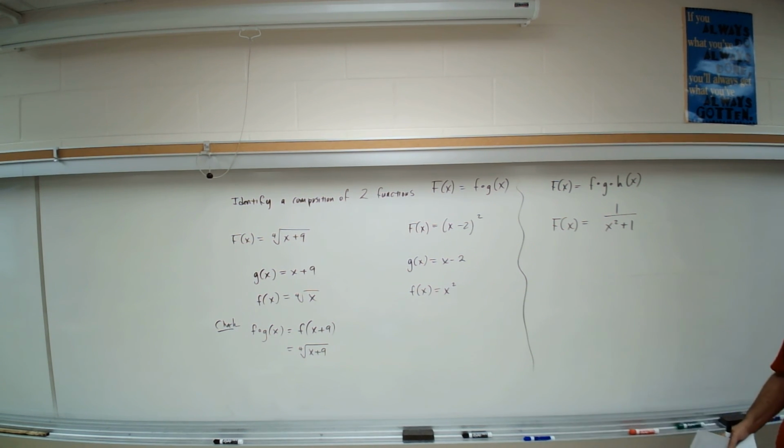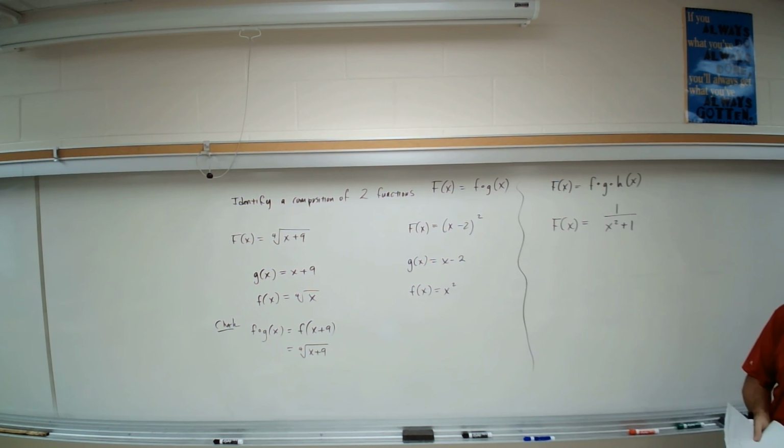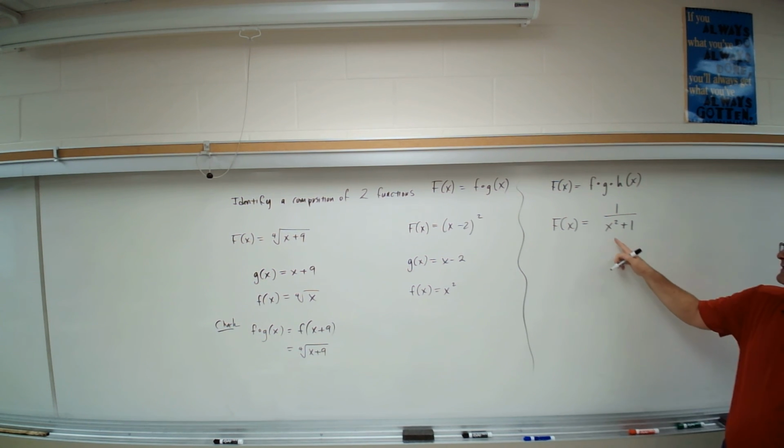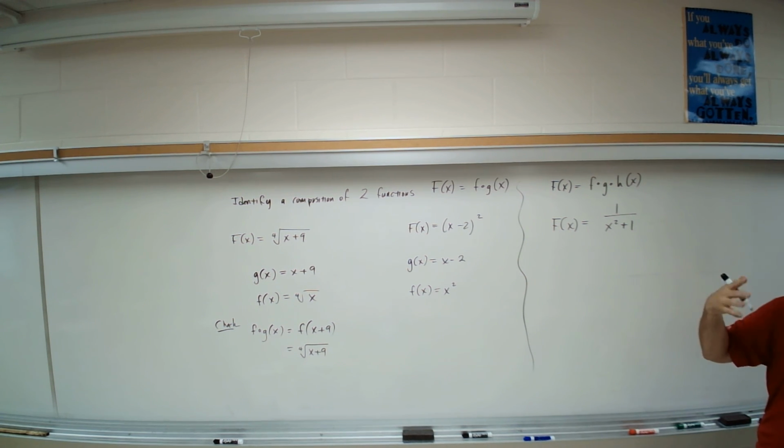Our next one here, we're asked to write f of x as a composition of 3 functions, f of g of h of x. So again, h of x is going to come first, then g of x, then f of x. So imagine we're plugging in a number for x. The first thing we do is we square it, right? Okay, then you add 1. Then you do 1 divided by the input, which could be the reciprocal function.